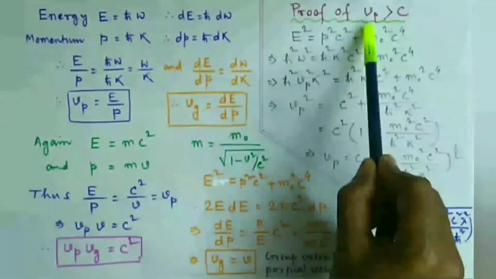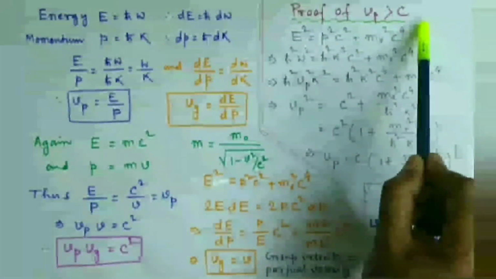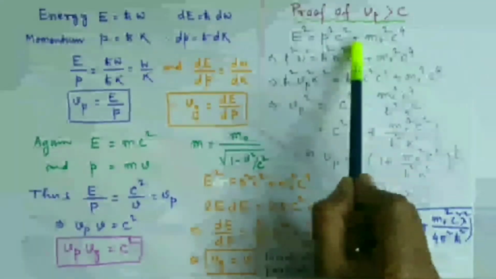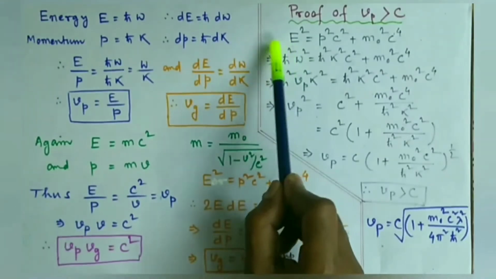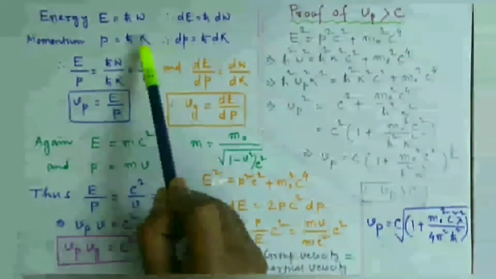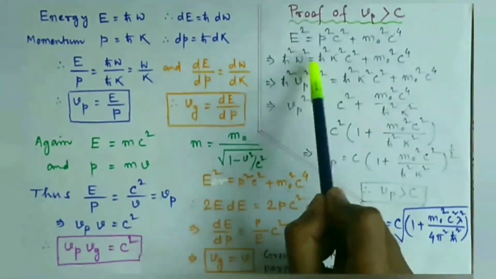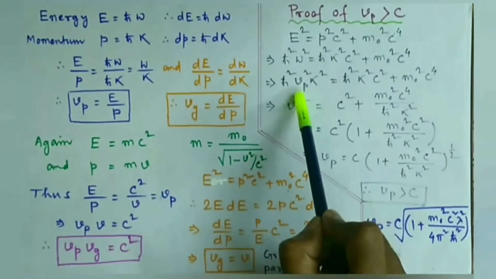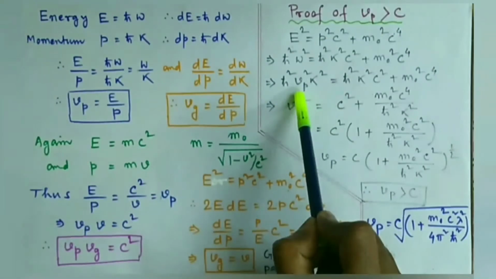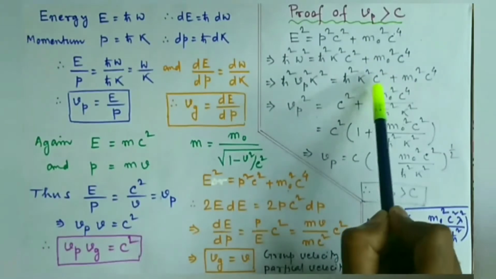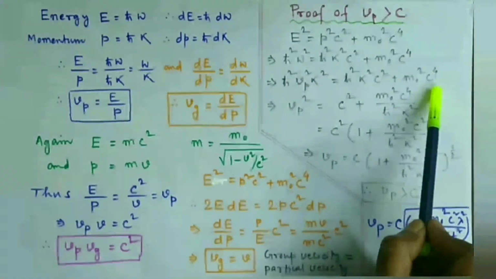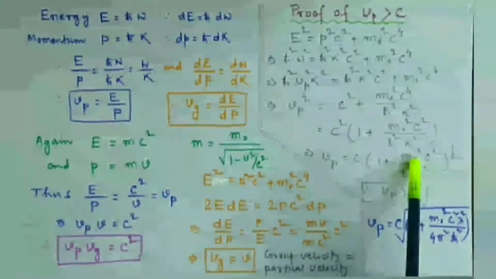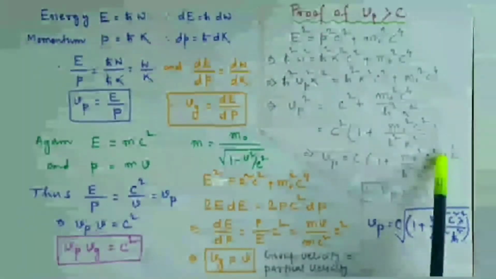Now we shall show that the phase velocity of the wave is greater than the velocity of light in the vacuum. For this purpose, we recall the previous expression E square equals p square c square plus m0 square c to the power 4. Now E equals h cut omega and p equals h cut k, so we may write h cut square omega square equals h cut square k square c square plus m0 square c to the power 4, and omega equals Vp into k. So h cut square Vp square into k square equals h cut square k square c square plus m0 square c to the power 4. From this expression, we may calculate easily that Vp equals c into 1 plus m0 square c square by h cut square k square, the whole to the power half.